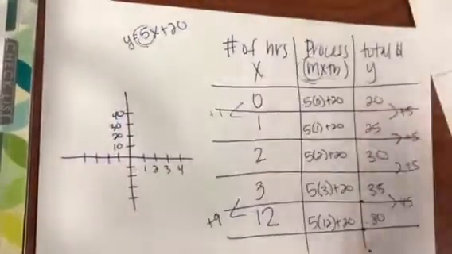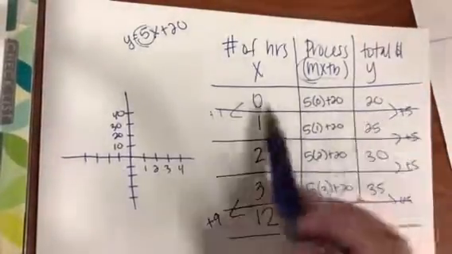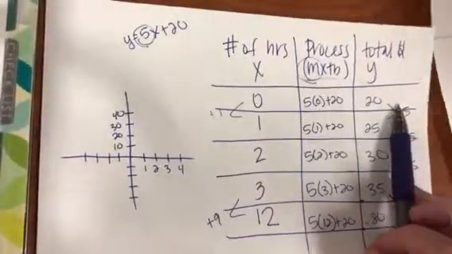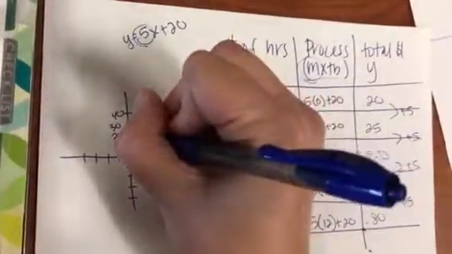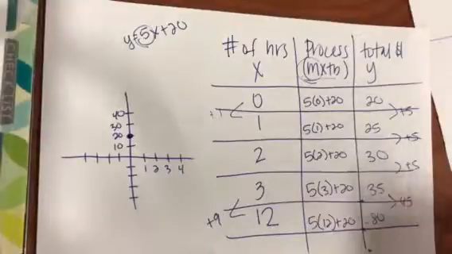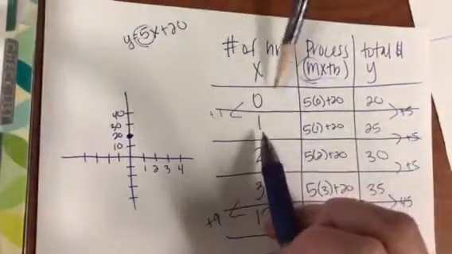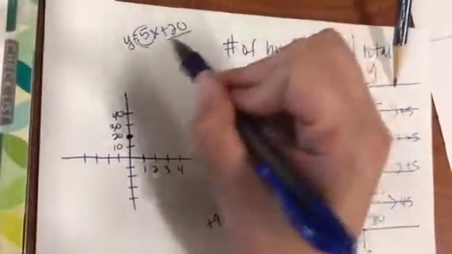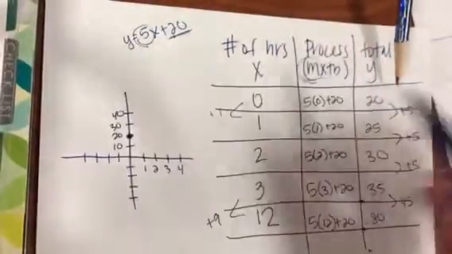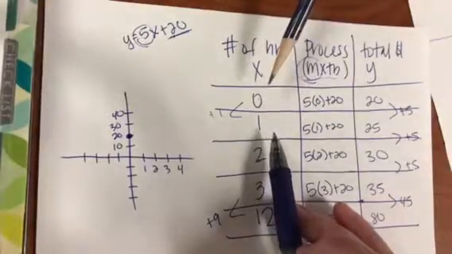Okay, I'm going to continue on and graph this. So what we have is 0, 20. When I have nothing, when I haven't worked any hours, I still have $20. So 0, 20 is going to go here. How is that possible? Because she already had it. She didn't have to earn that. This is our y-intercept. That's this number here. It's where it hits the y-axis, when x is 0.